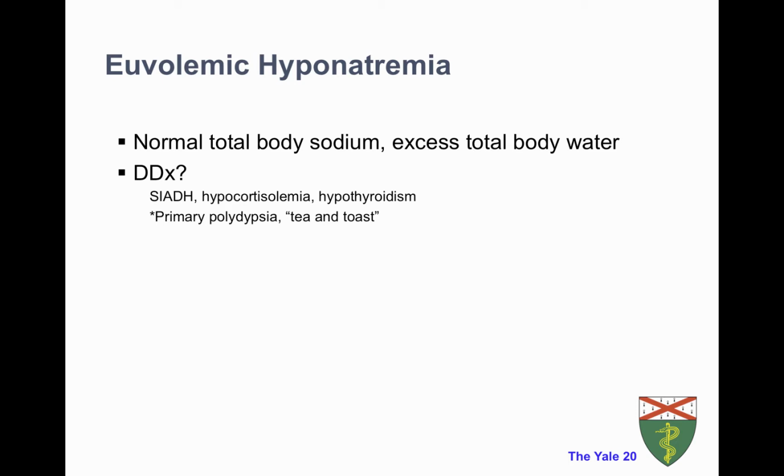The differential for euvolemic hyponatremia includes SIADH, hypocortisolemia, hypothyroidism, primary polydipsia, and the so-called tea and toast diet. And I put an asterisk next to primary polydipsia and the tea and toast diet, since these are the two exceptions to our general rule in that they're non-ADH dependent etiologies of hyponatremia, and we'll discuss them both more in a minute.